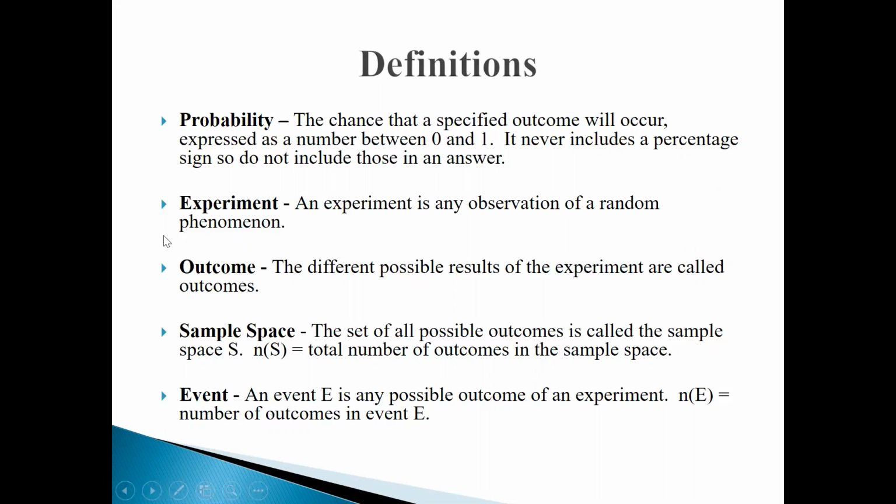Now, an experiment. An experiment is any observation of a random phenomenon. Now, outcome. The different possible results of the experiment are called outcomes. Sample space. The set of all possible outcomes is called the sample space S. Now, N of S is the total number of outcomes in the sample space. Then we have events. An event E is any possible outcome of an experiment. N of E is the number of outcomes in event E.